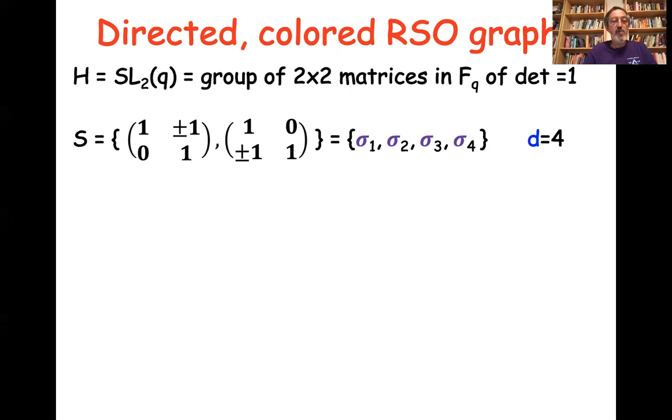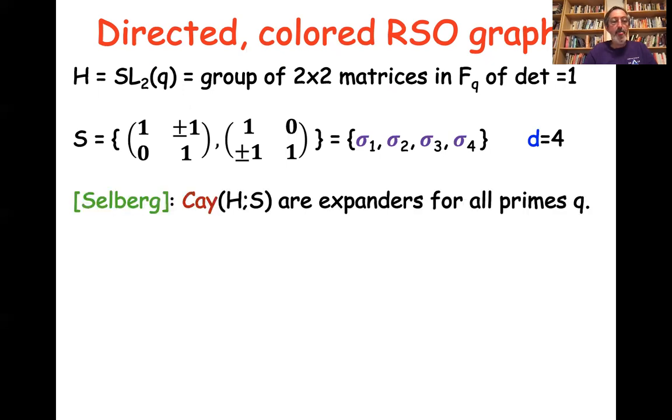So these are just 4 elements of SL2Q. So the degree of our graph will be 4. Selberg proved a very important, powerful theorem that implies that the Cayley graph of H with its generating set, the Cayley graph is just the vertices are the group elements, and you just look at how they are moved by generators. These are expanders.